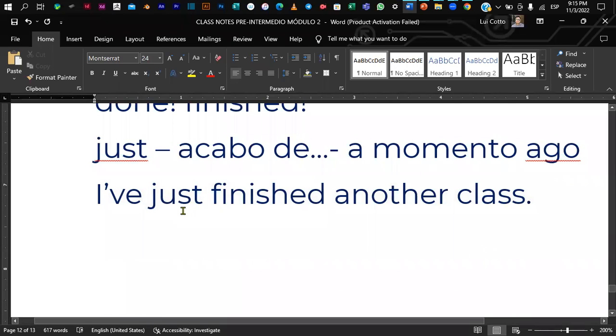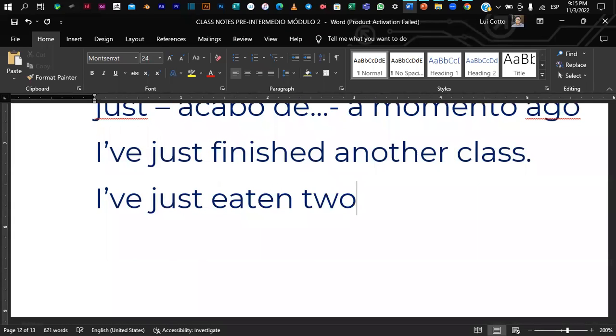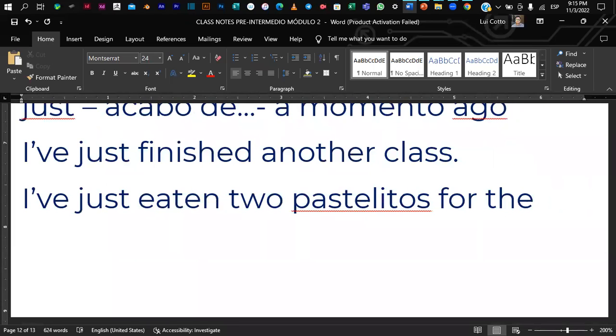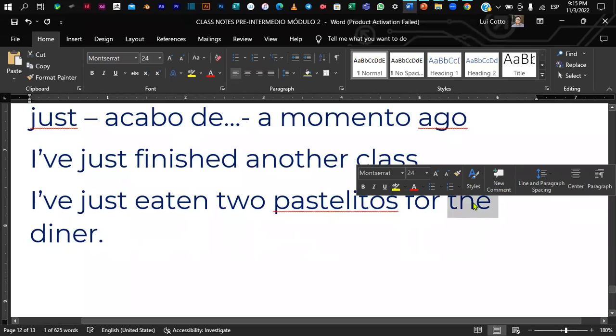Okay, how do I say me acabo de comer dos pastelitos? I just eaten two cakes. Eaten. Okay, just eaten. Remember, in present perfect it is the participle: eaten. Pastelitos, yes. The normal pastelitos. That was my dinner, by the way. Two pastelitos were my dinner, but they were delicious. Okay, that's it.